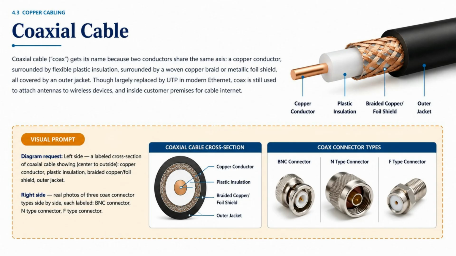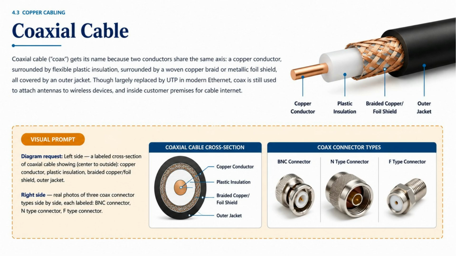Coax gets its name from 2 conductors sharing the same axis: copper core, insulation, braided shield, outer jacket shown in cross-section. Largely replaced by UTP for Ethernet, but still common for antenna connections on wireless gear and for cable internet inside customer premises.